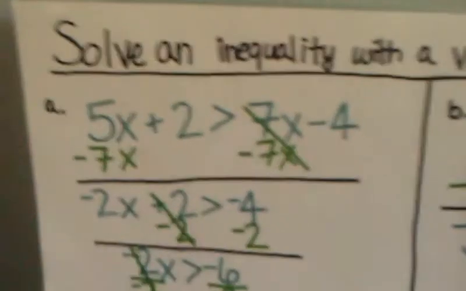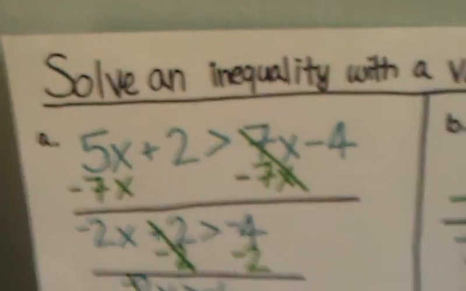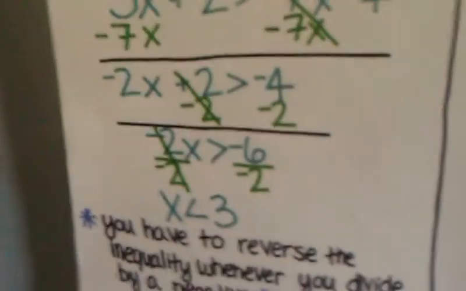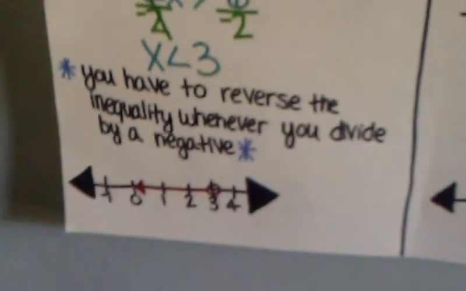Solve an inequality with a variable on both sides. 5x + 2 > 7x - 4. You subtract 7x on both sides: -2x + 2 > -4. You subtract 2 from both sides: -2x > -6. You divide by -2: x < 3. You have to reverse the inequality whenever you divide by a negative. And there's the number line.